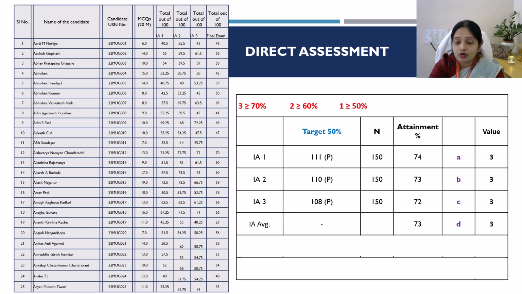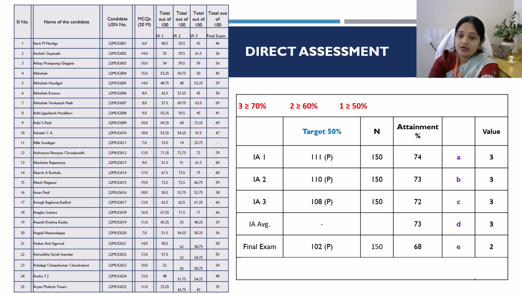Now in the fourth column we should take the IA average. 3 plus 3 plus 3 upon 3 will be 3. That will be our D. Sorry if D is not visible, but it will be D.